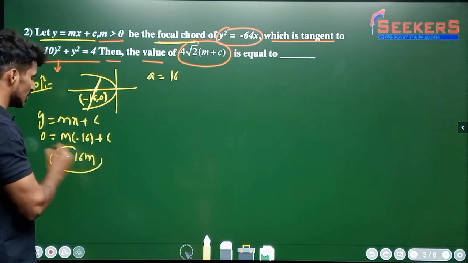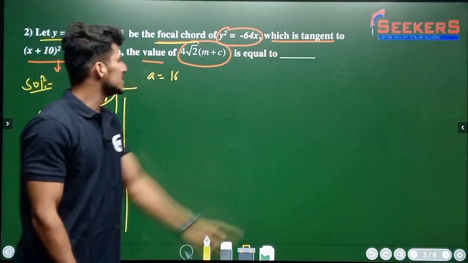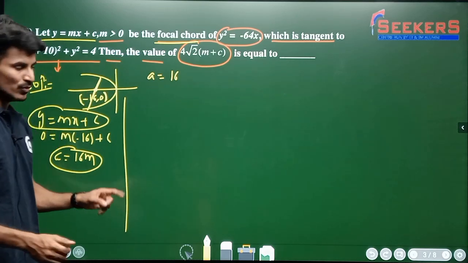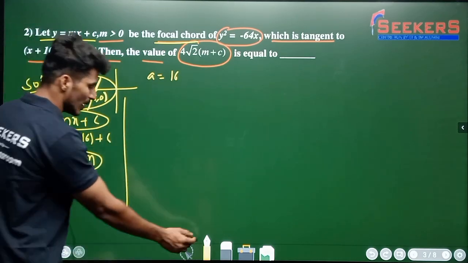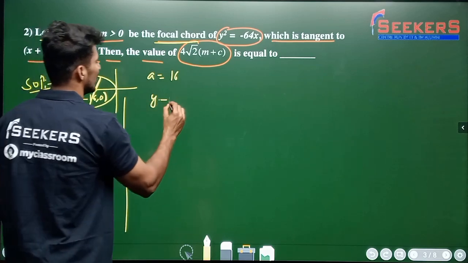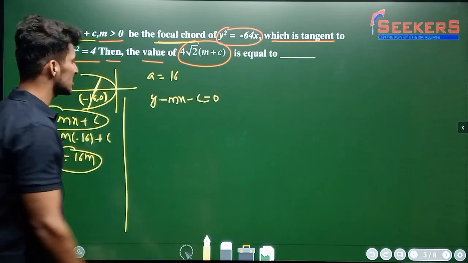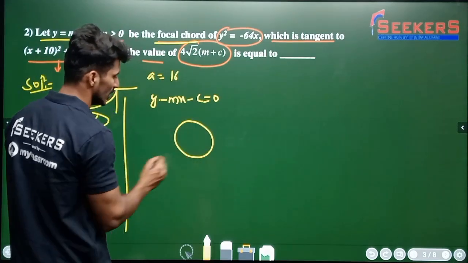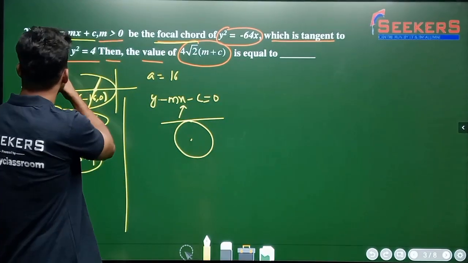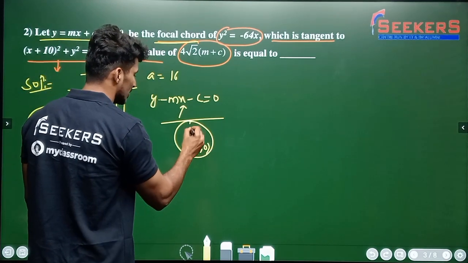So c is equal to 16m, I got. Let us keep this condition outside. What he has given again is that this is a tangent to the circle. So whatever focal chord equation is given to you is also a tangent to the circle. Then y is equal to mx plus c, so y minus mx minus c is equal to 0. This is a tangent to the circle. Now let me draw a circle over here. This is a circle, and this is a tangent. The circle center is minus 10 comma 0 given.